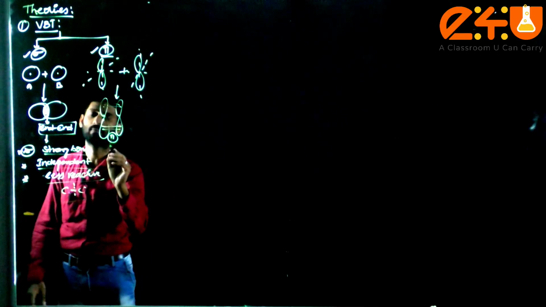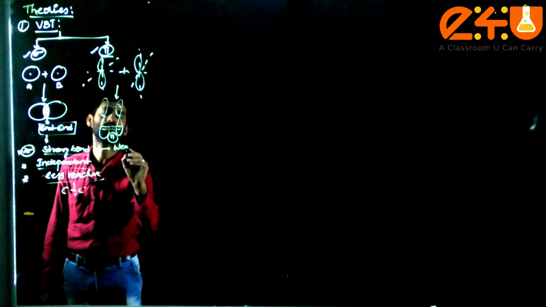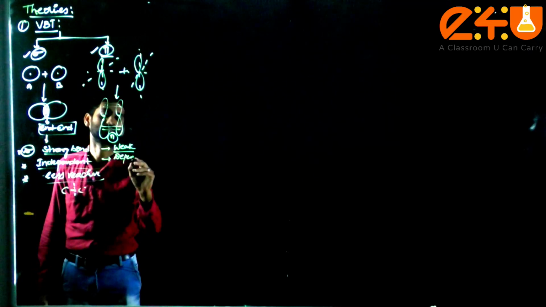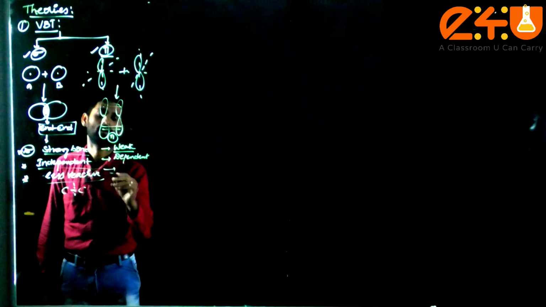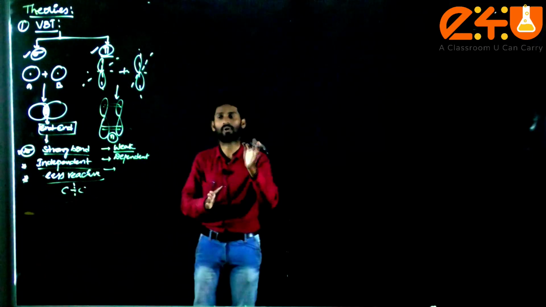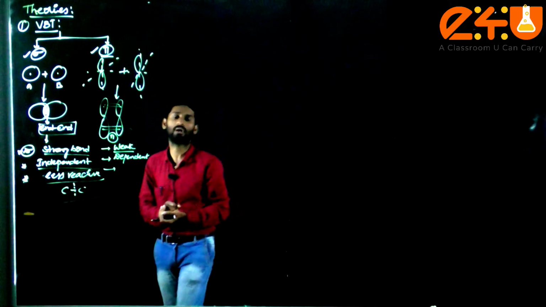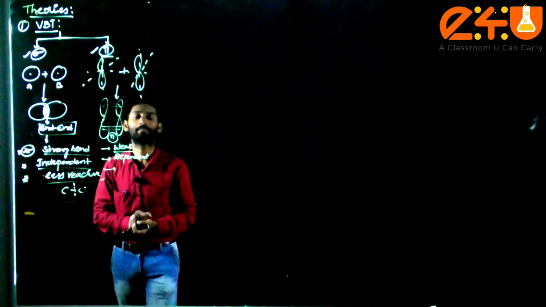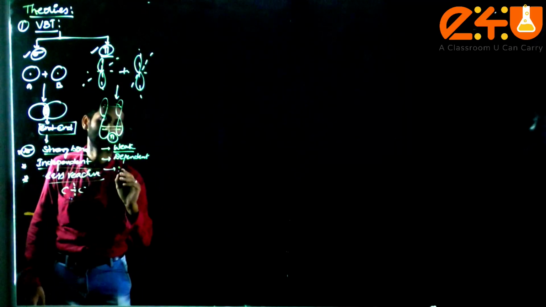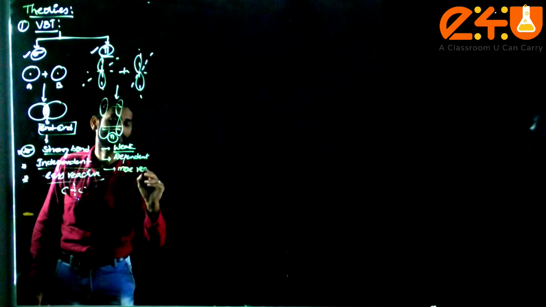Next, coming to the pi bond. The pi bond is generally a weak bond, and it is dependent on the sigma bond. After forming the sigma bond only, the pi bond will form along with the sigma bond. That's why it is known as a dependent bond. It completely depends on the sigma bond. Next, it is more reactive.